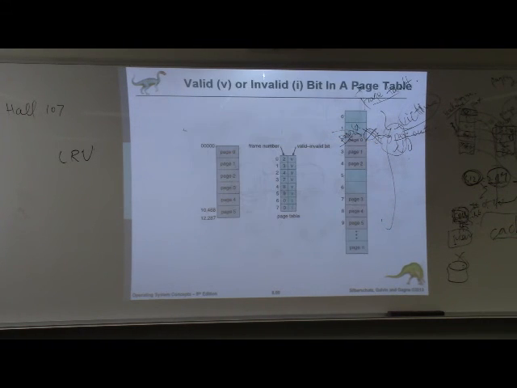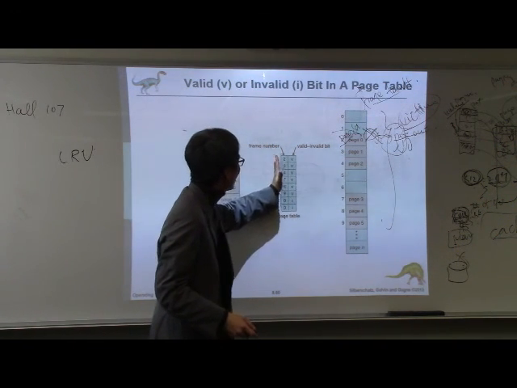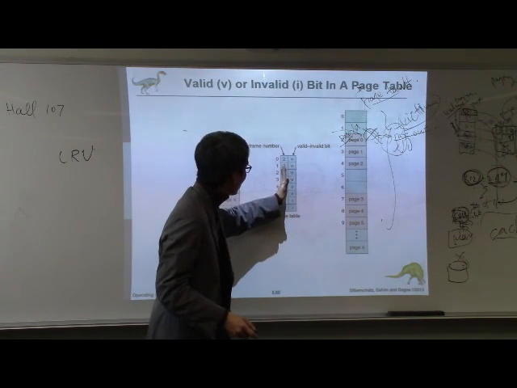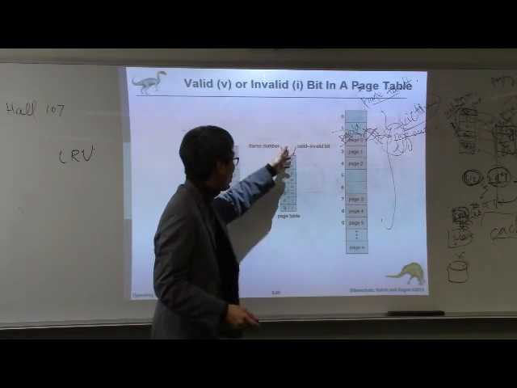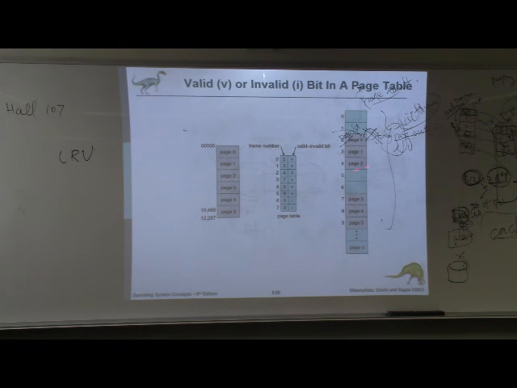How? For each page, we have an additional bit. This is a page table between the logical page number and the physical page frame number. In addition to that, we are going to use the valid-invalid bit. V means the page is in memory, valid. I means it's not in memory.